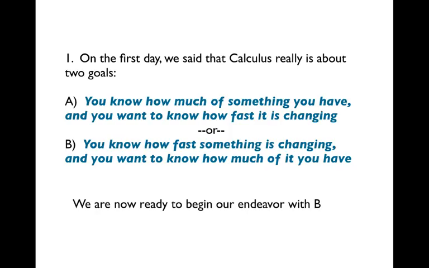So for the next 3 weeks or so, we're going to be working hard at this endeavor B. You know how fast something is changing at every moment, and you want to know how much of it you have at every moment. So what is it that we would have, that we would know how fast something is changing at every moment? What would that be? A rate of change function, right? That's what tells us how fast something is changing at every moment.